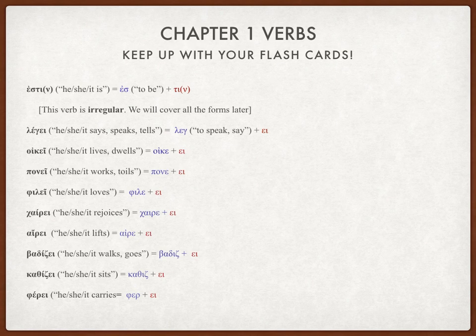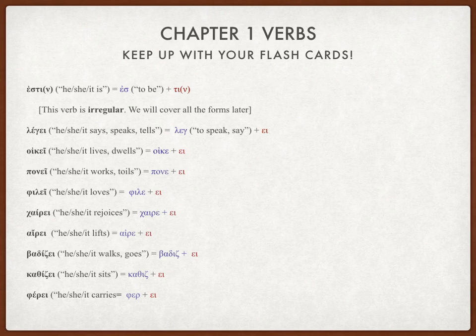The next word we'll need is pone. Pone, he, she, or it works or toils. So you can see the root pone means work, toil, and the a ending means he, she, or it. He, she, or it works or toils. Next word is phile. He, she, or it loves. So a word like Philadelphia, the city of brotherly love, is quite literally what the name means. Phile and adelphos means brother. We'll learn that word later. Phile, he, she, or it loves.